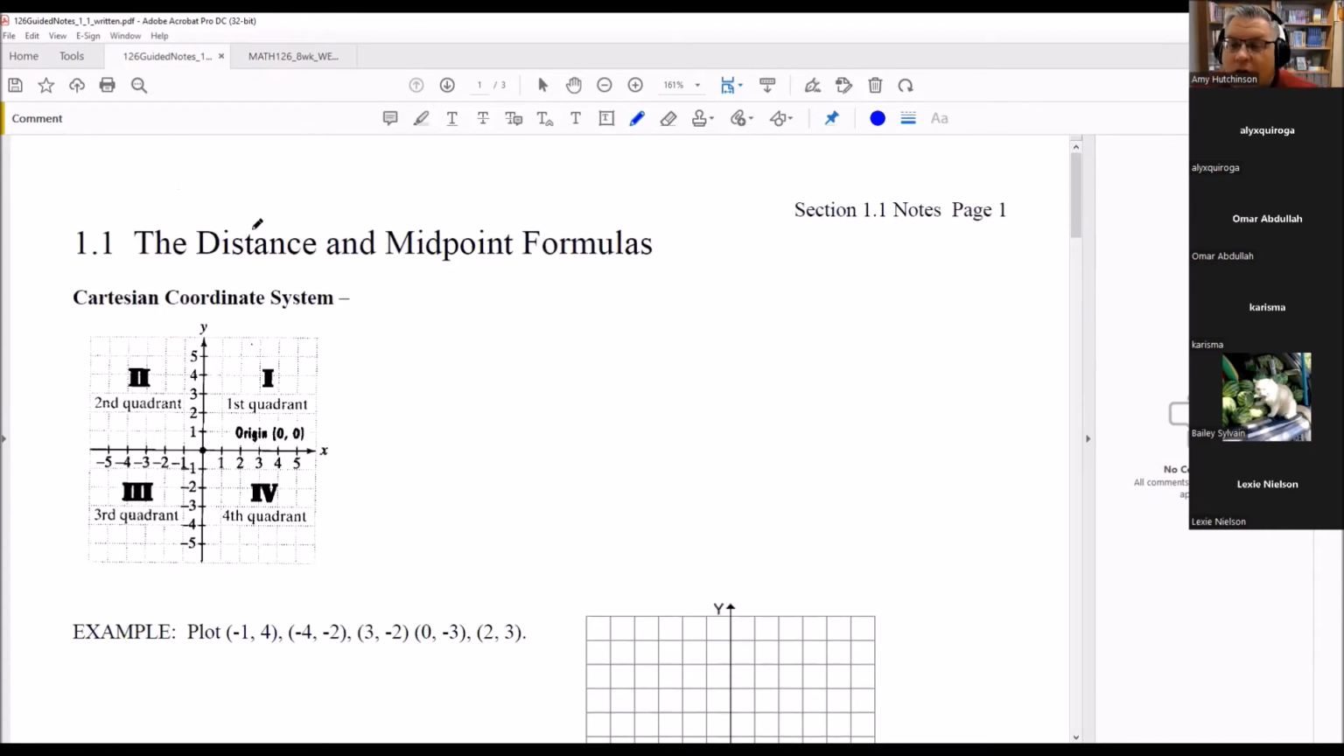So to get started here, 1.1, we're beginning with the distance and midpoint formulas. First thing I want to do, though, is review plotting points, if it's been a little while since you've done that. Of course, there's the Cartesian coordinate system, it's called, or sometimes it's called the rectangular coordinate system. There is an X that's the horizontal axis, and you have Y as the vertical distance here. The quadrants are labeled here for you: first quadrant, second, third, and fourth. That way, in case it asks you what quadrant something is in, you'll be able to tell where it is just by looking at the numbers that are listed around there.